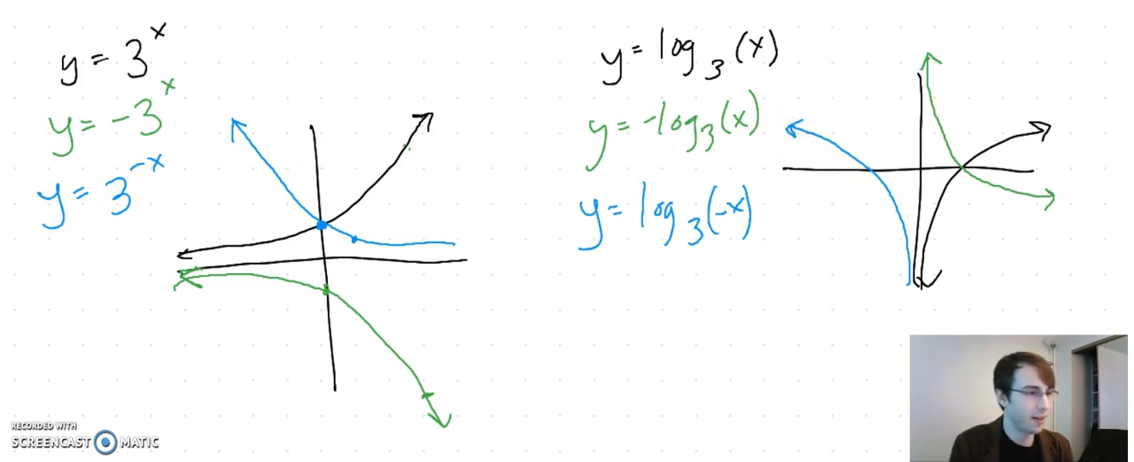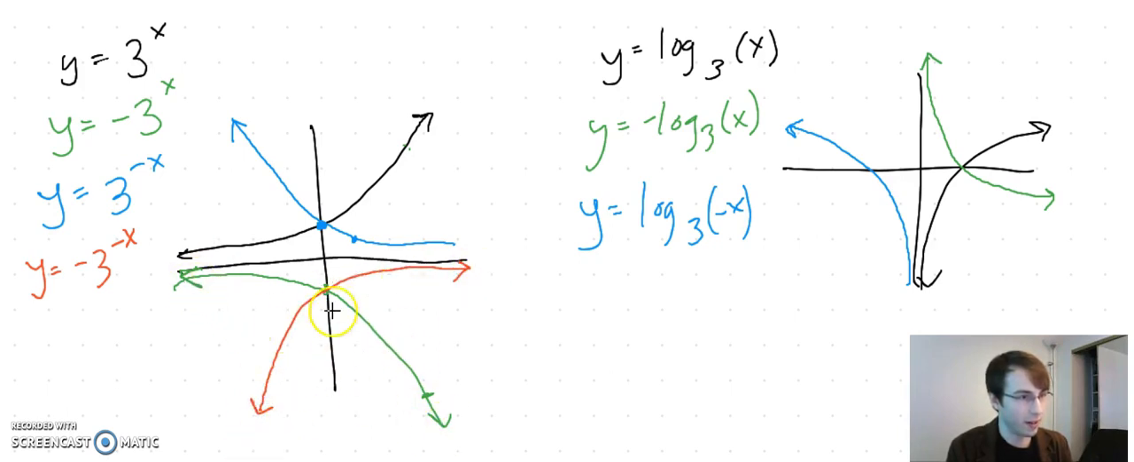Just for fun, why don't we do an example with both of them? How about y equals negative 3 to the negative x? So you can think of it as you're taking negative 3 to the x and then flipping it over the y-axis like this. So you're going from here to here. Or you can think of it as taking this blue 3 to the negative x and then flipping it over the x-axis, and then you get this. Either way you get the same shape.